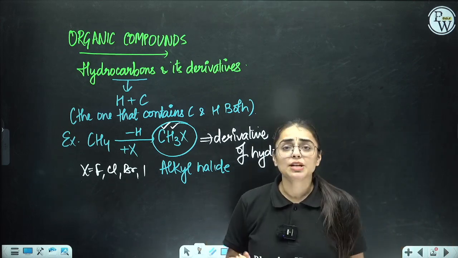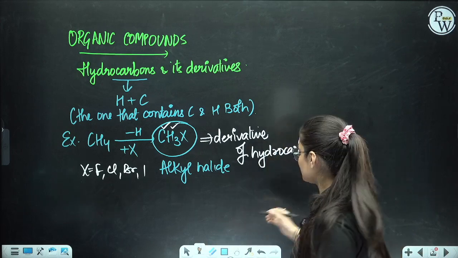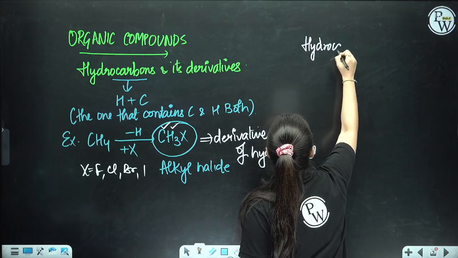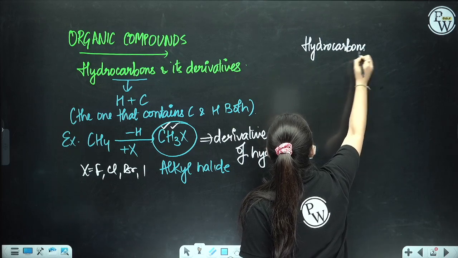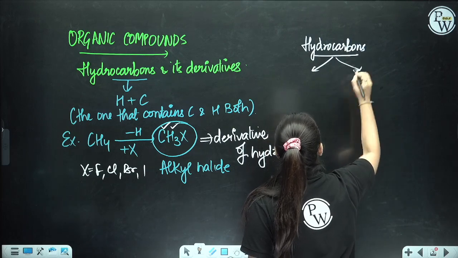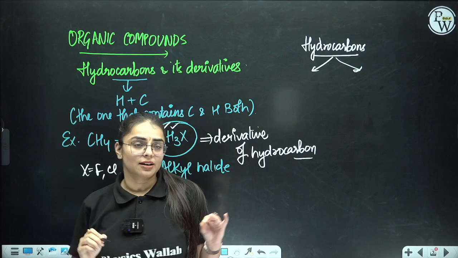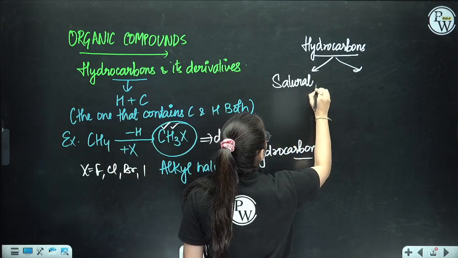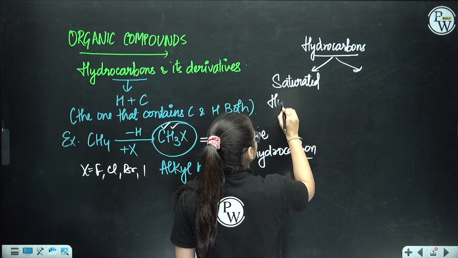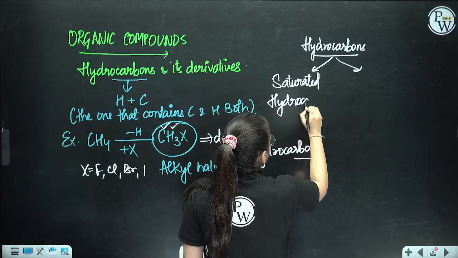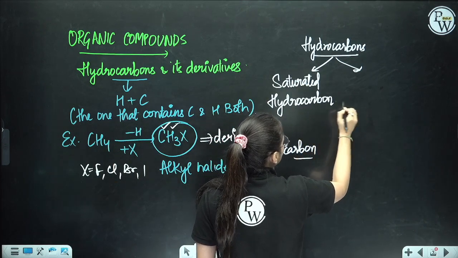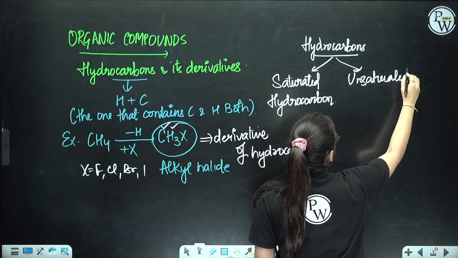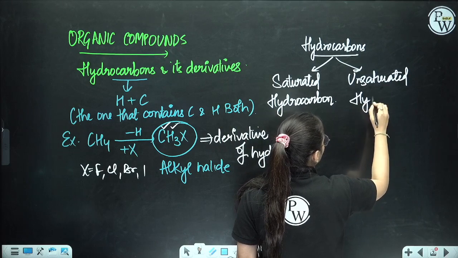Now, coming to the next part, let's talk about hydrocarbons only. Hydrocarbons are subdivided into two categories. What are those two categories? The very first is saturated hydrocarbon, and the second one is unsaturated hydrocarbon.